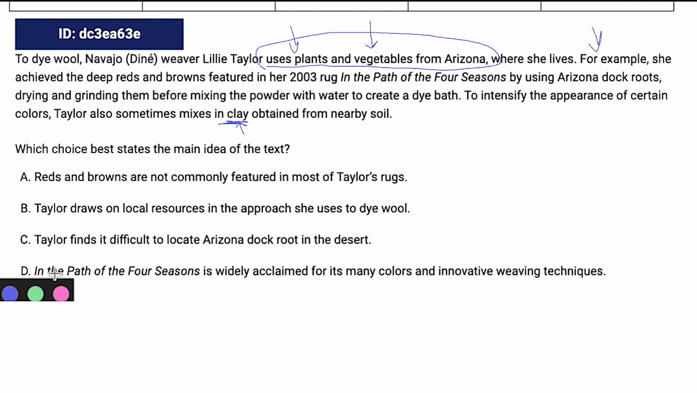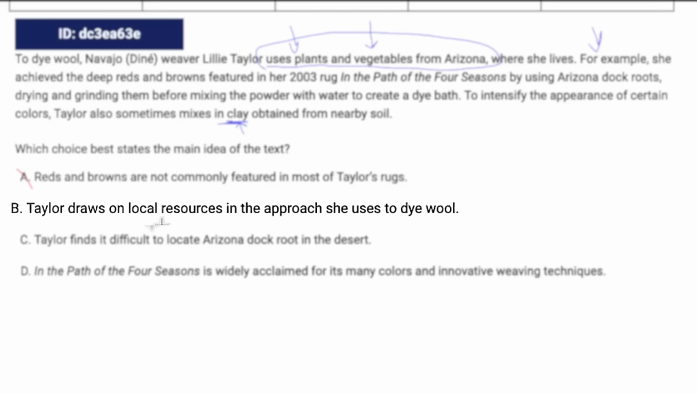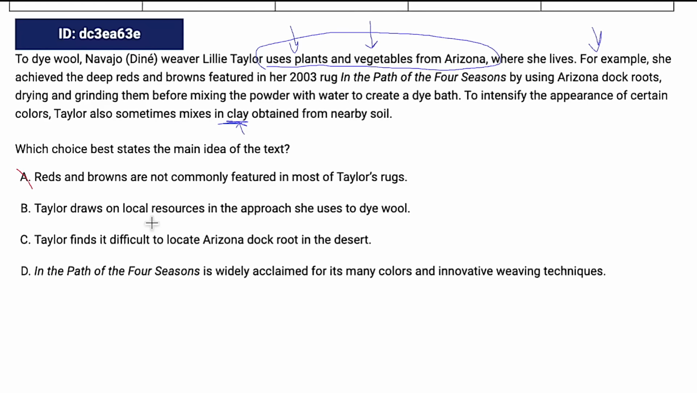So then just from that, if we go through our answer choices, we can get rid of A. And then B says she draws on local resources. Plants and vegetables, local resources, clay, local resources. Just like that, we know our answer is choice B.